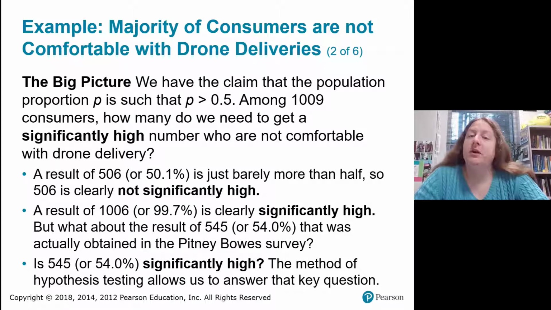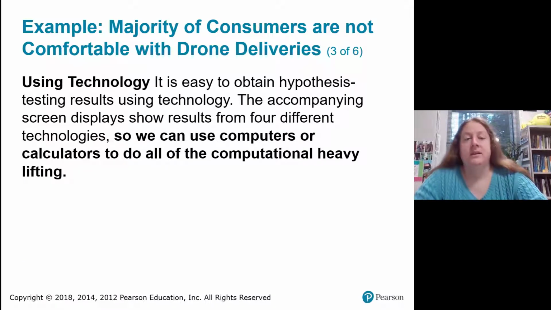But what about this result of 545 people, or 54%, that we found? Is that significantly high? The method of hypothesis testing allows us to answer that question. Is the value that we found in our sample significantly high or not? Using technology, it's easy to obtain hypothesis testing results, and we're going to take a look at some output from technology to see what that looks like.